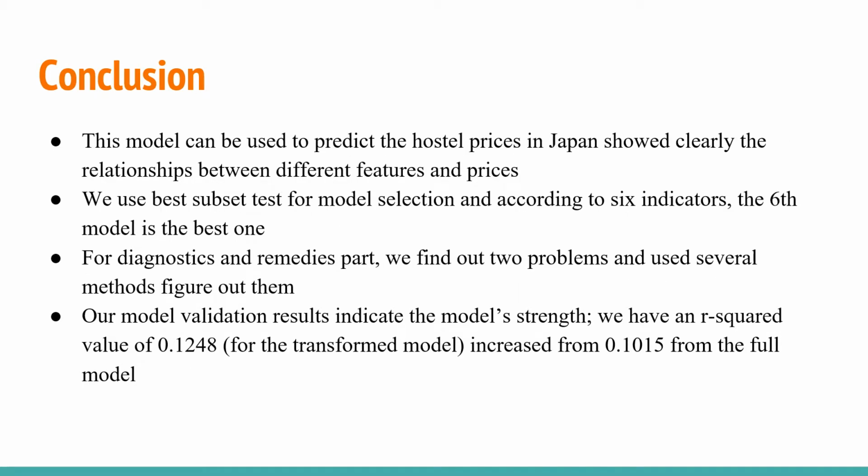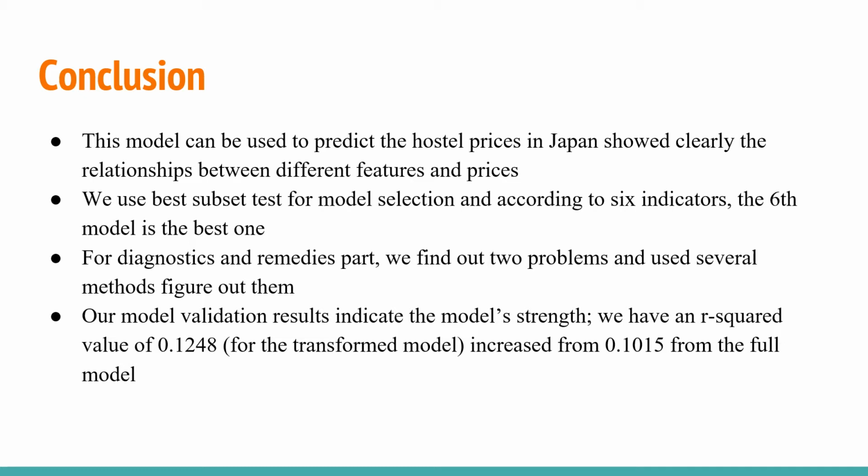Here are some of our conclusions of the project. We conclude that this model can be used to predict the hotel price in Japan, showing clearly the relationship between different features and prices after we eliminated some unrelated variables. But we believe there should be another model that can better explain the relationship, because the R-squared value is still very small. For the model selection section, we used the best subset test and the stepwise method to figure out which model we should select. And the sixth model is the best one in our opinion.